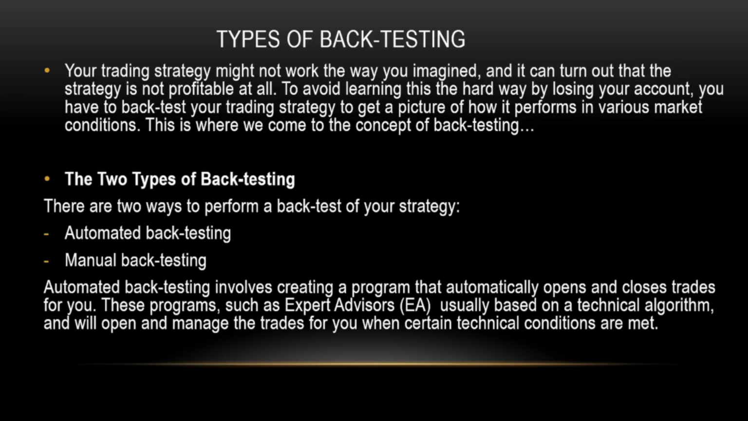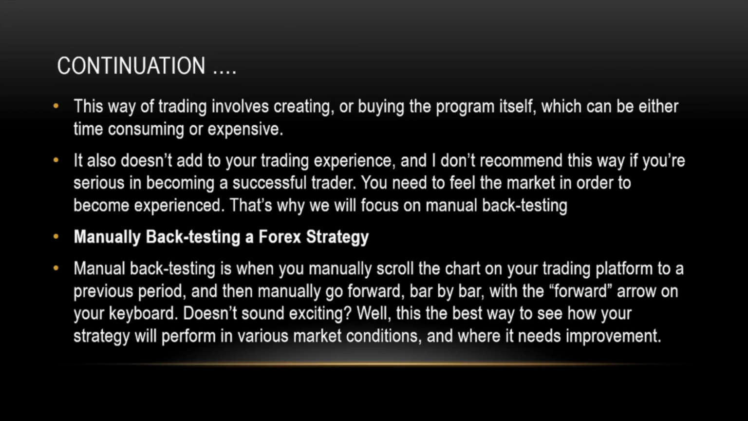It's basically, guys, when you have a robot. The robot will do the backtesting for you, hence it will only apply the strategy for you. You won't have to do anything. This way of trading involves creating or buying the program itself, which can be either time-consuming or expensive. Okay guys, so basically for EAs, you can either make an EA yourself, or you can purchase it. It would be time consuming if you're going to make it yourself, and it's going to be very expensive if you're going to buy it.